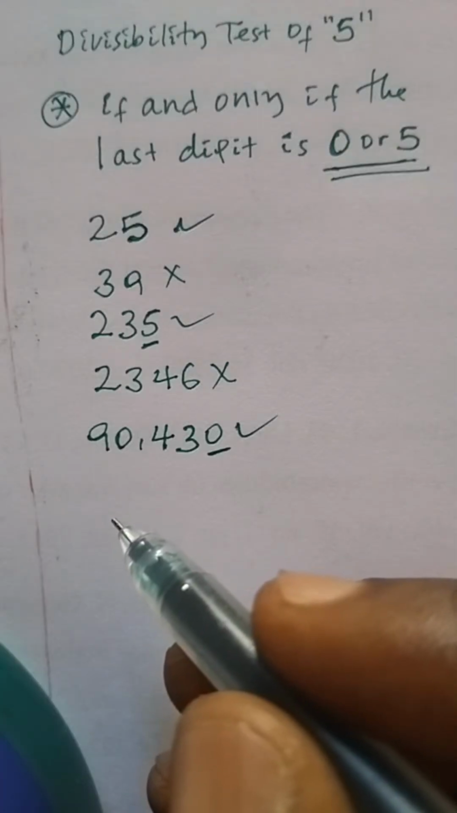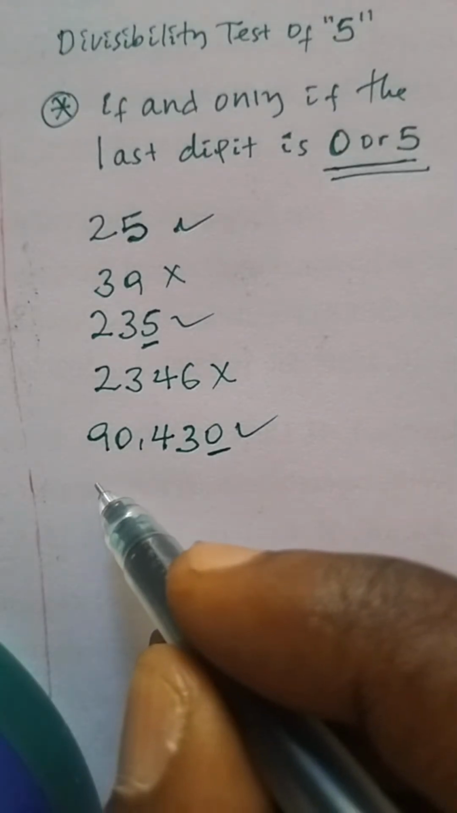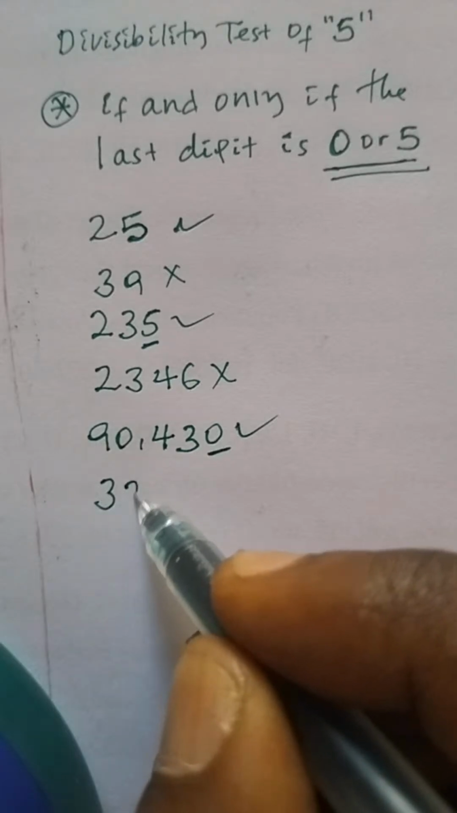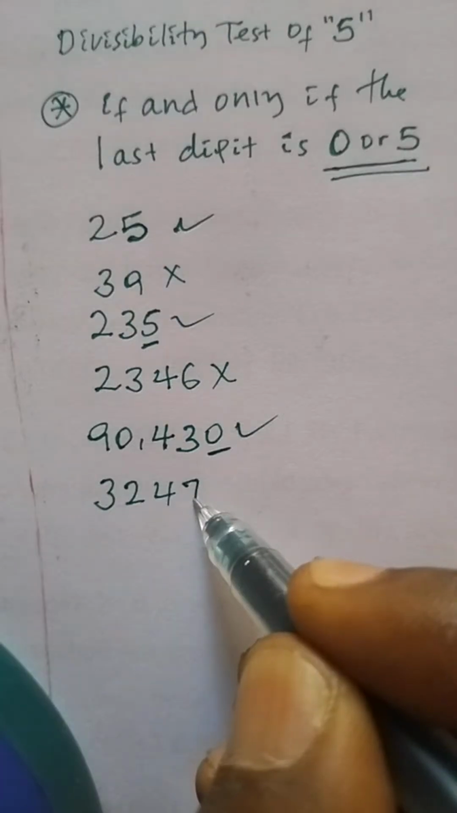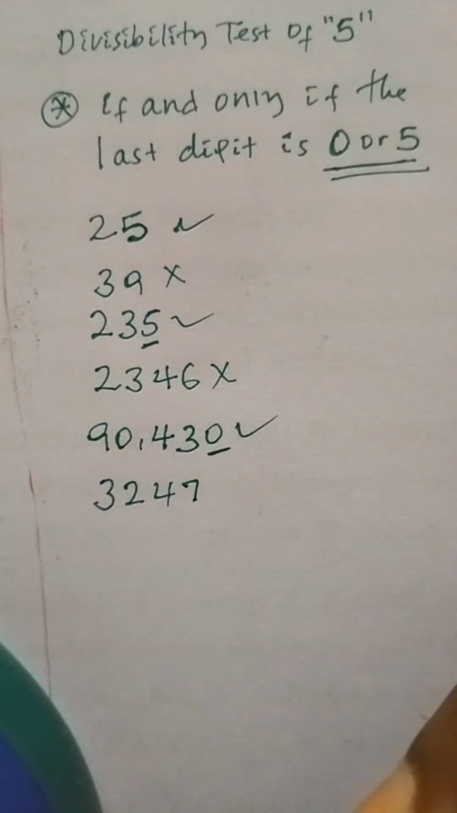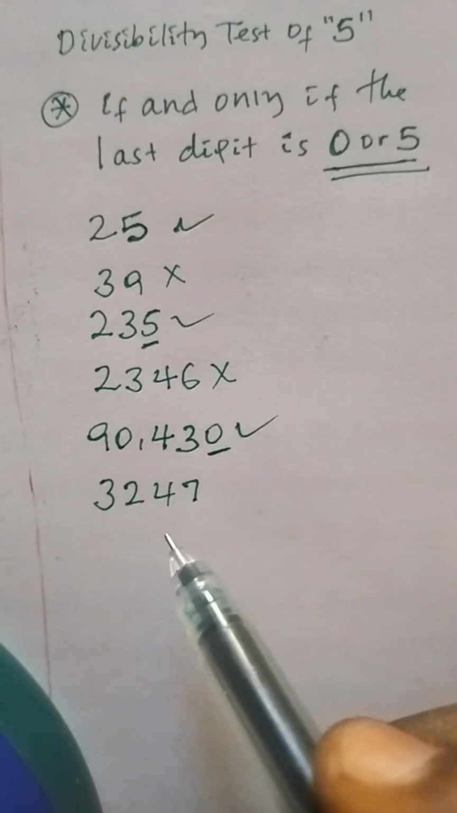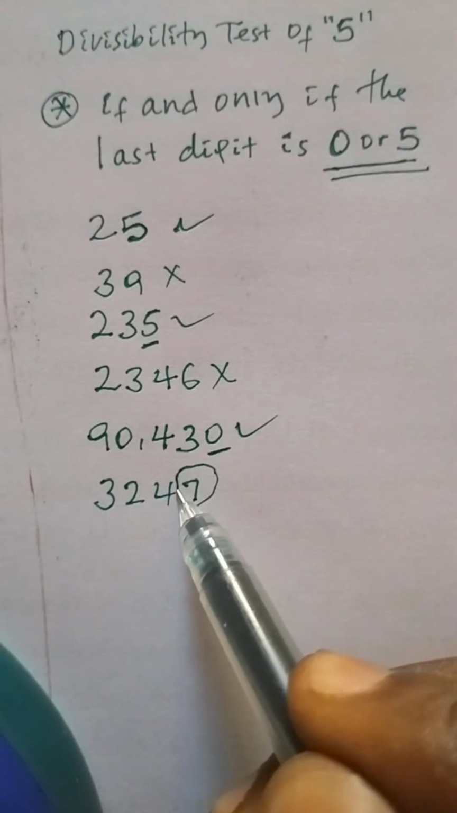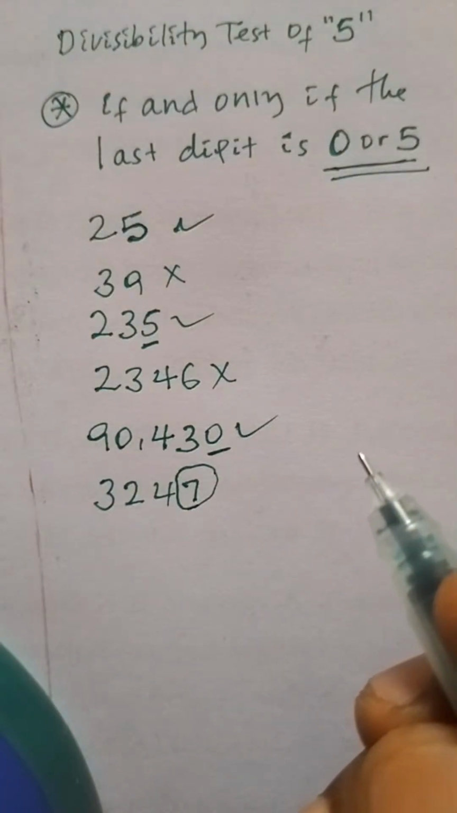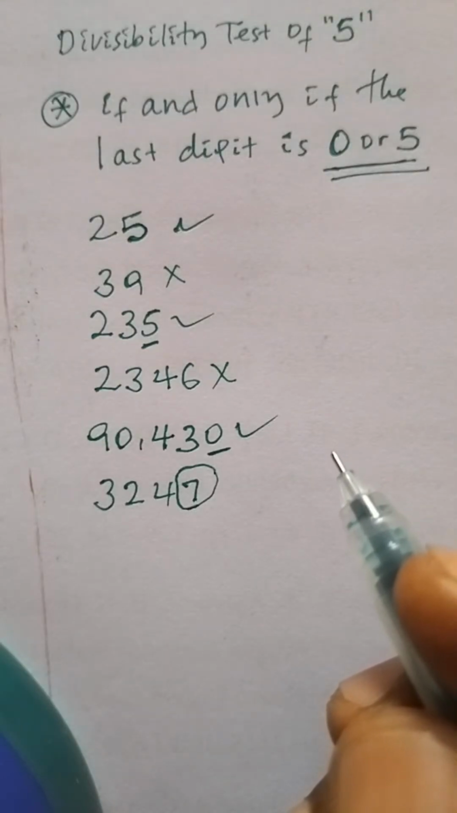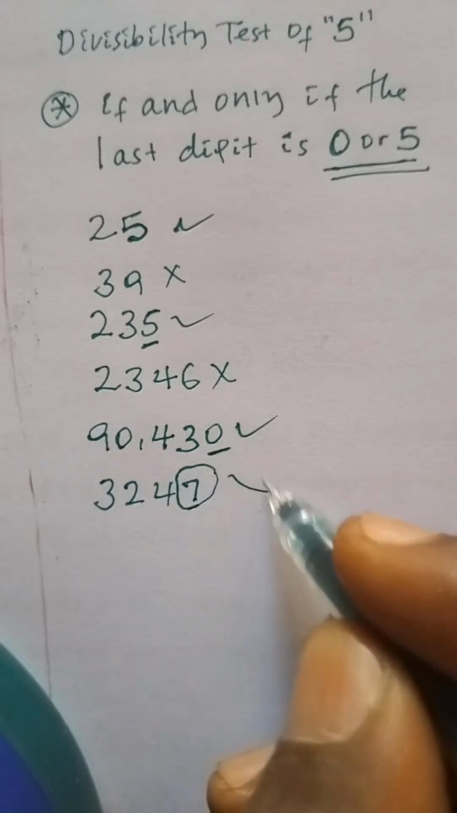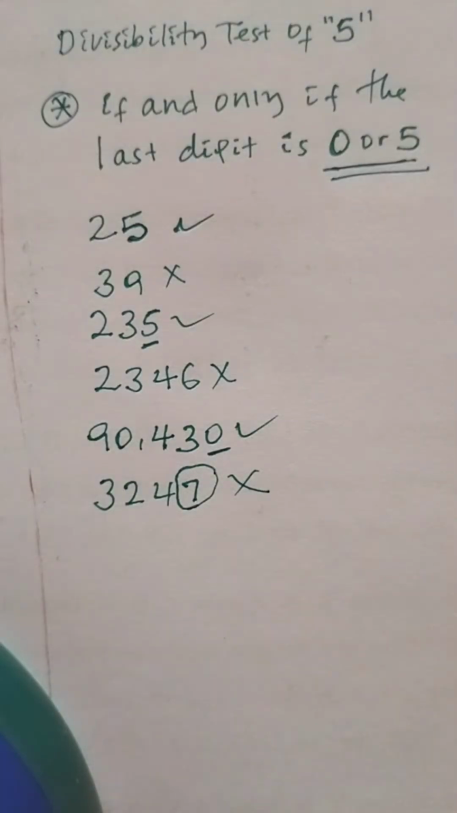Okay, let's take 3,247. Is this number divisible by 5? No, it is not divisible by 5 because the last digit is not 0 or 5. It's not 0 or 5, so it is not divisible by 5. I think this is easy.